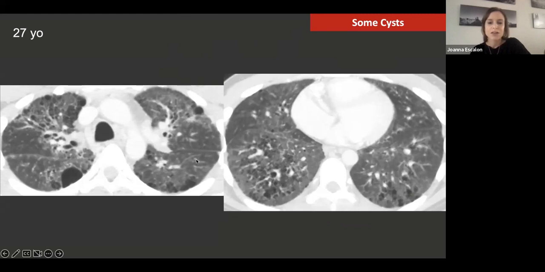So here is another case. Honestly, by imaging, I think it is a difficult or impossible diagnosis to make, but I'm going to give you some clues from the history. So this is a 27-year-old. They are from Puerto Rico, and they are albino. So that should make you think of one entity.